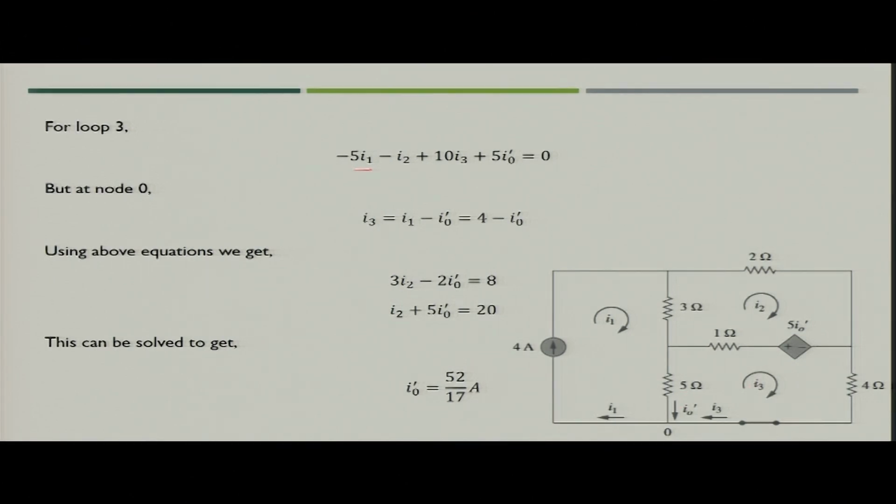For loop 3, you can write the mesh equation using KVL, that is minus 5 I1 minus I2 plus 10 I3 plus 5 I naught dash. Here you are going from plus to minus, so it is plus 5 I naught dash, and equal to 0.